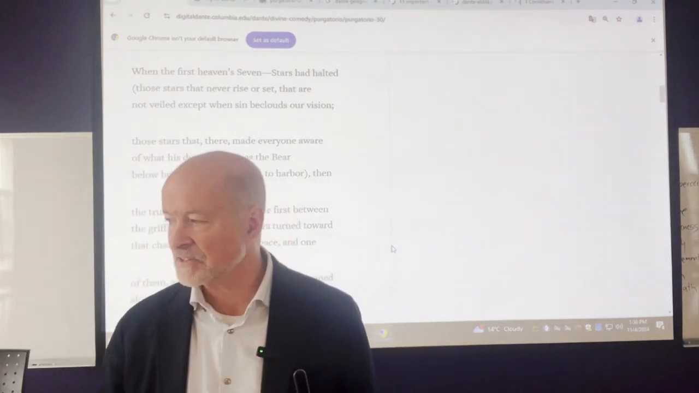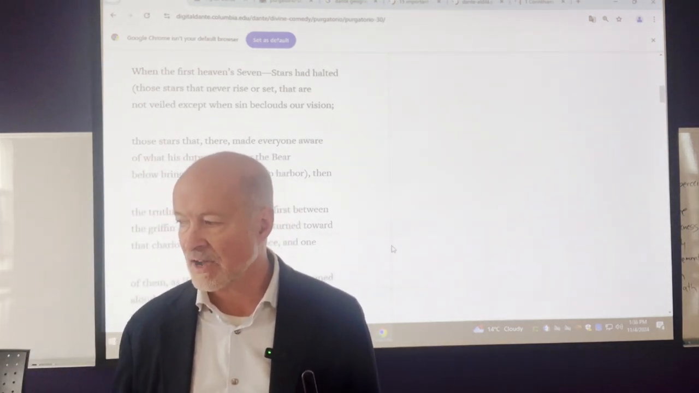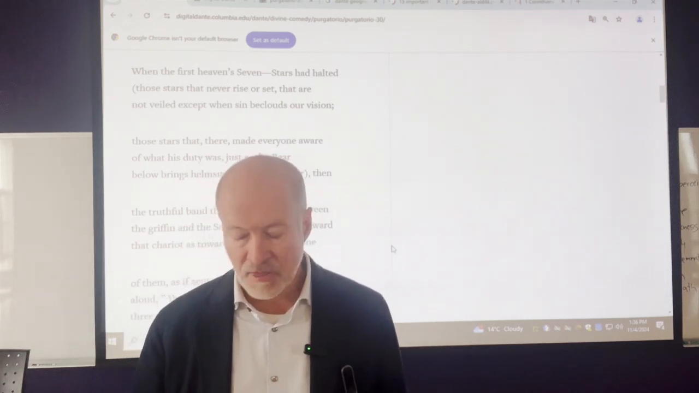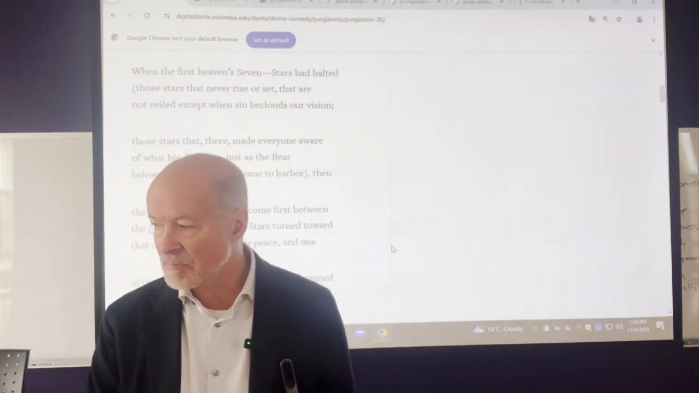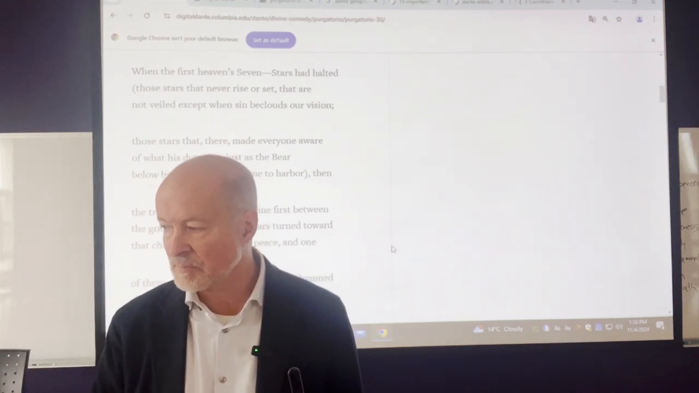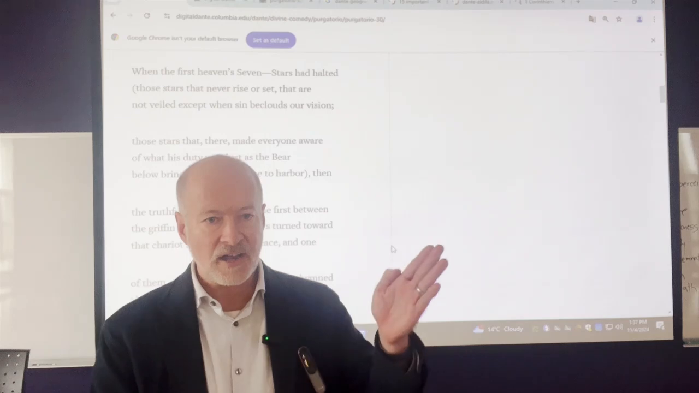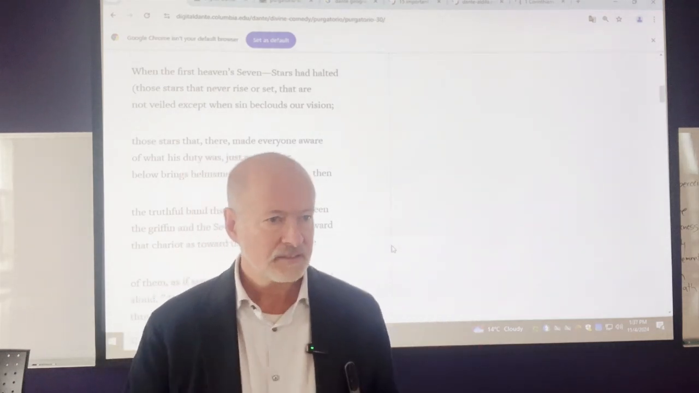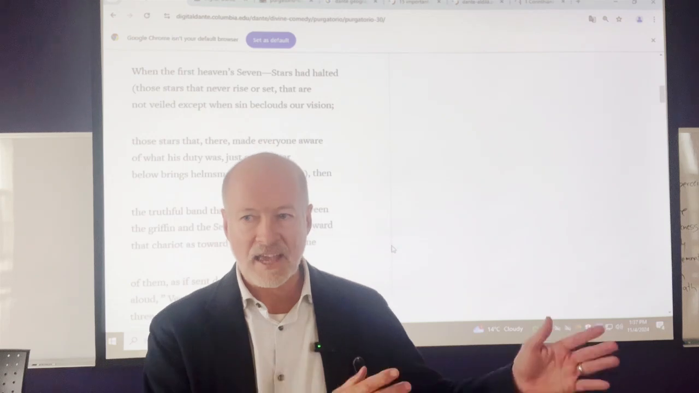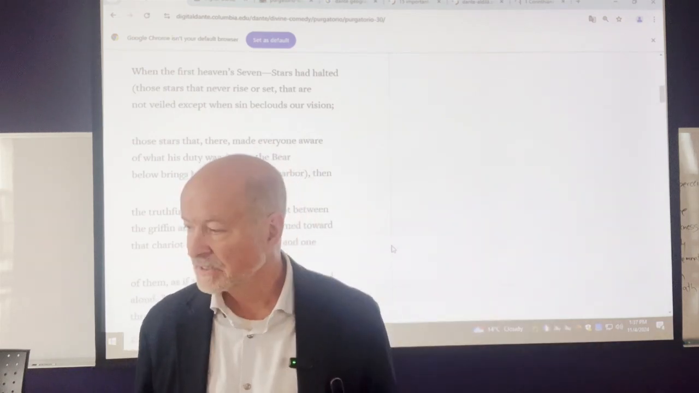When the first heaven's 7 stars had halted, the stars that never rise or set, that are not veiled, except when sin beclouds our vision, those stars that there made everyone aware of what his duty was, just as the bear below brings the helmsman home to harbor, so you can guide yourself in accordance with the bear when you're a navigator, navigating by the stars.